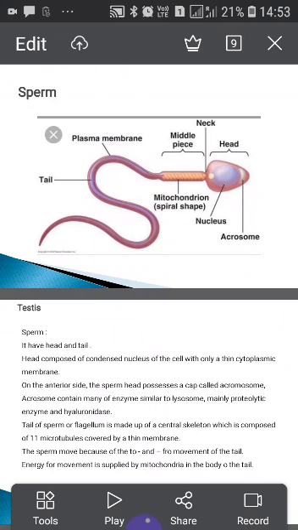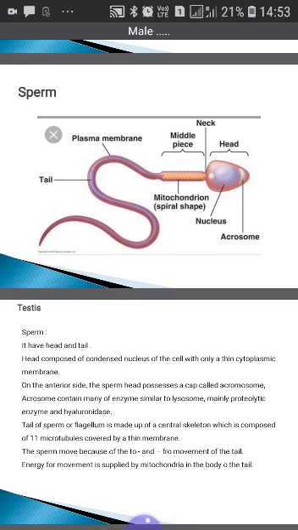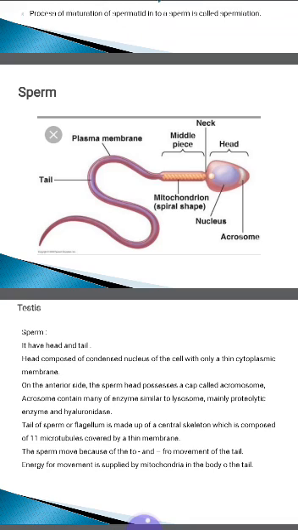hyaluronidase. The tail of the sperm, or flagellum, is made up of a central skeleton which is composed of 11 microtubules covered by a thin membrane. This membrane covers the microtubules and also contains mitochondria within. The sperm moves because of the to and fro movement of the tail. Energy for the movement is supplied by the mitochondria in the body of the tail.